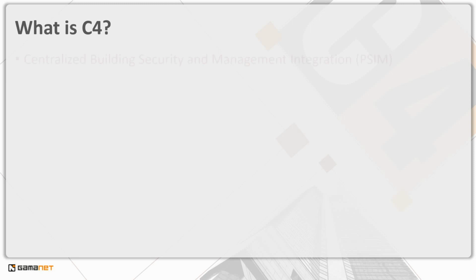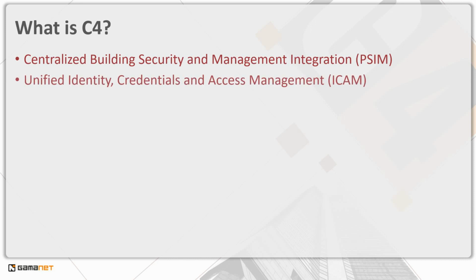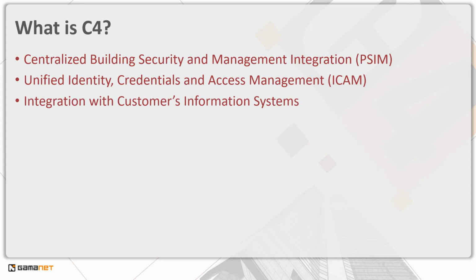The first category is Physical Security Information Management, abbreviated as PSIM, which aggregates applications for the integration, monitoring, and control of security systems from various manufacturers. The second category is Identity, Credential and Access Management, abbreviated as ICAM. The C4 system also allows the integration with other customers' information systems. Most often this is achieved via direct connection to the customer's human resources system, or to Active Directory.